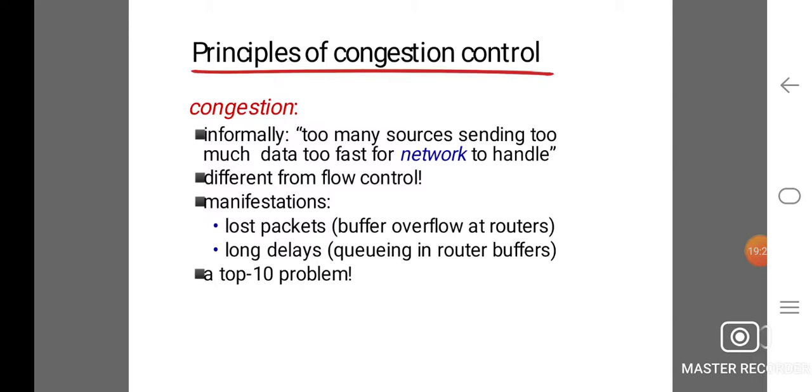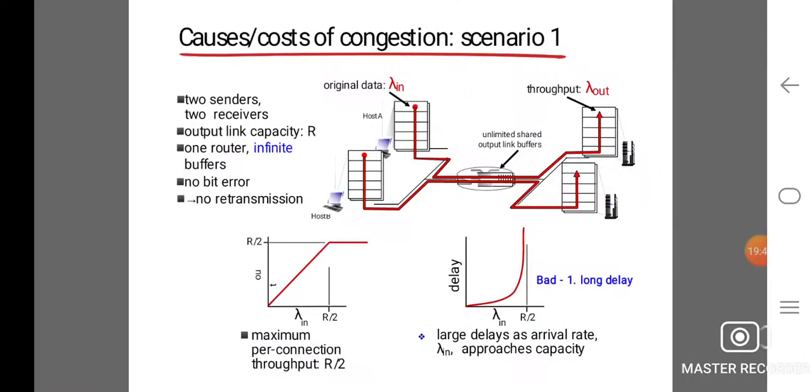Principles of congestion control. Congestion, informally: too many sources sending too much data too fast for the network to handle. It is different from flow control. Main manifestations: lost packets, buffer overflow at routers, and long delays, queuing in router buffers. Here it is a top-10 problem.